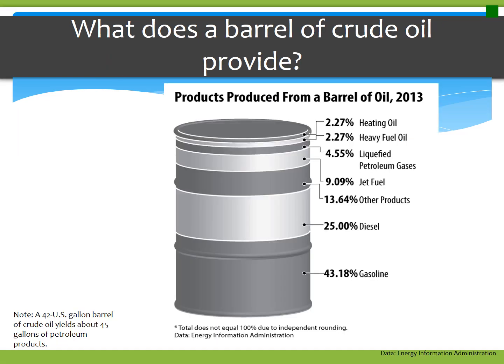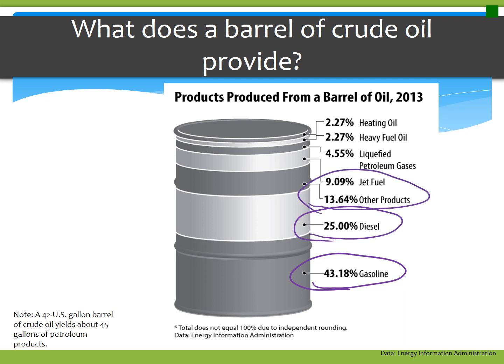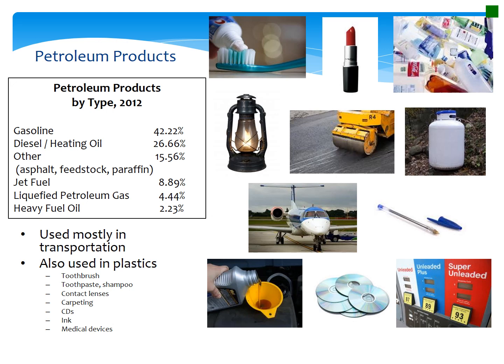All right, so now let's focus on this crude oil that we can separate due to fractional distillation. If I had a barrel of oil, what could it percentage-wise be turned into? And if you look at it, 43% of it goes into gasoline, 25% goes into diesel, jet fuel, other products, petroleum, heavy fuel oil, and heating oil is only 2.27%. So if you look at it, you've got gasoline, diesel, jet fuel. What is primarily oil turned into? Transportation. That's right.